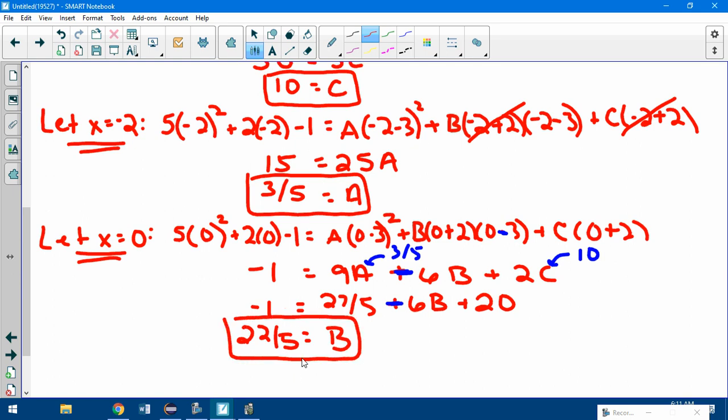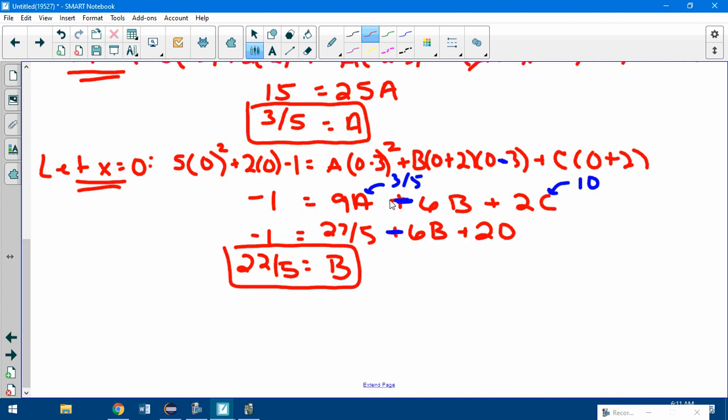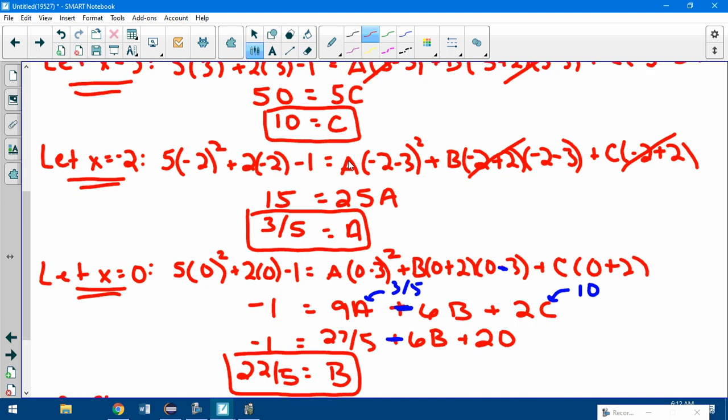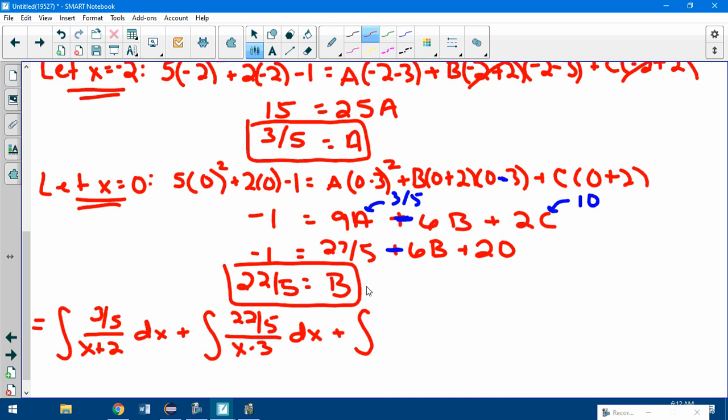Okay, so now I know what a, b, and c are. I can go back and integrate now. So this original problem becomes the integral of 3/5, that was my a value, over x plus 2 dx, plus the integral of 22/5 over, what was my b fraction, x minus 3 dx, plus the integral of 10 over x minus 3 squared dx.